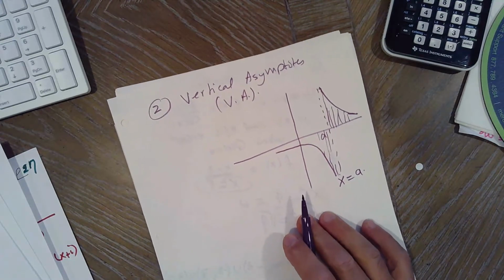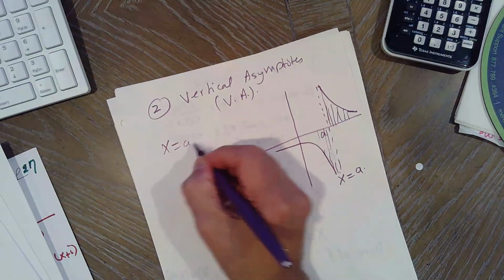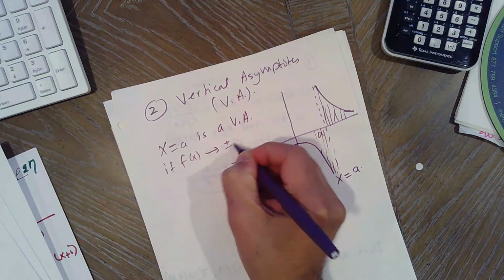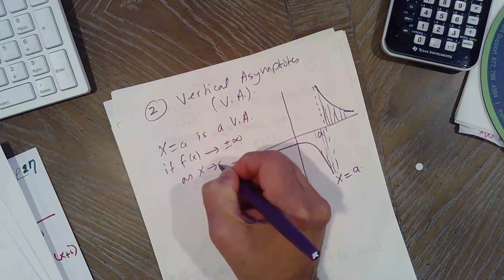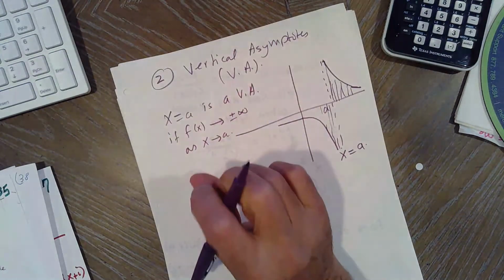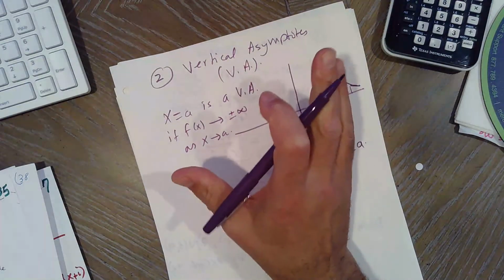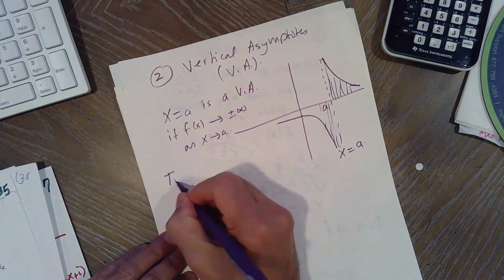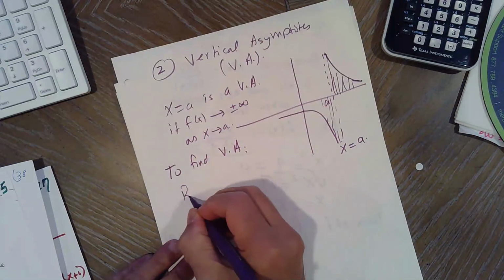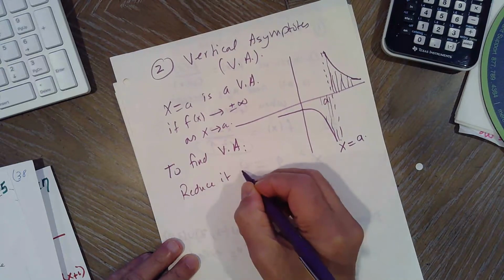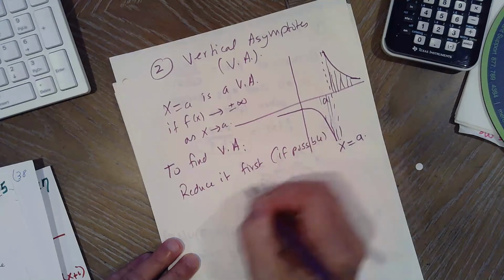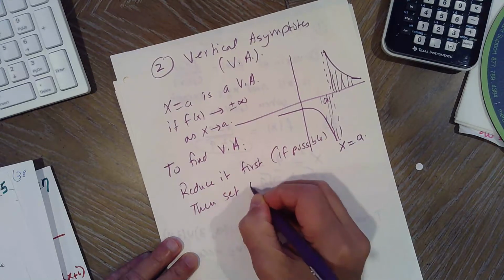Okay, that's what this means. So x equals a is a vertical asymptote if f of x goes to plus or minus infinity as x goes to a. That's the definition. Now, this is the general definition. For rational functions, that's what we're dealing with, the practical way to find the vertical asymptotes, only for those functions, is to reduce the fraction first if possible, then set the denominator equal to 0.